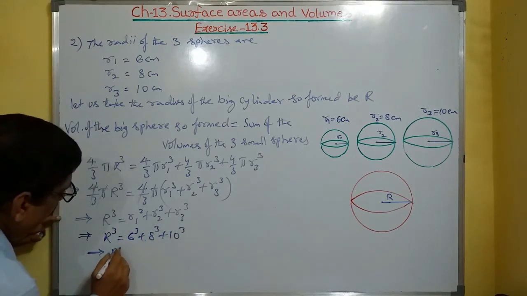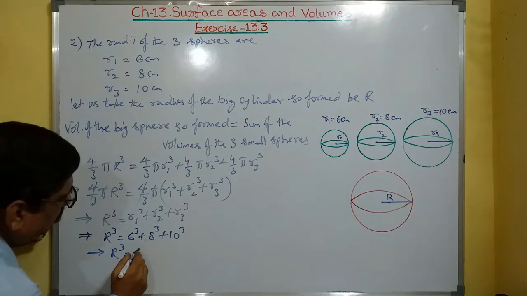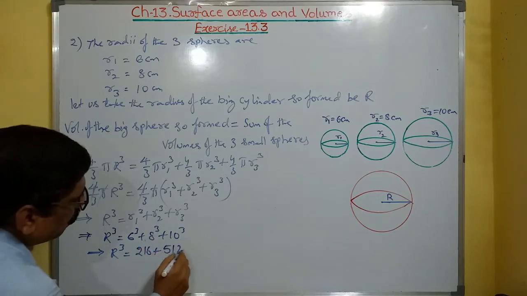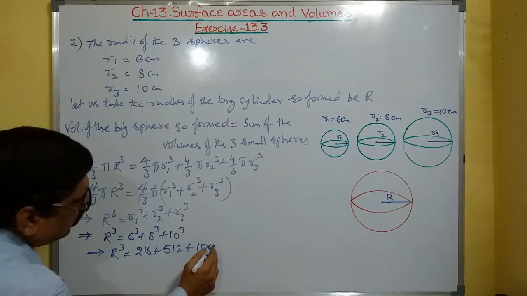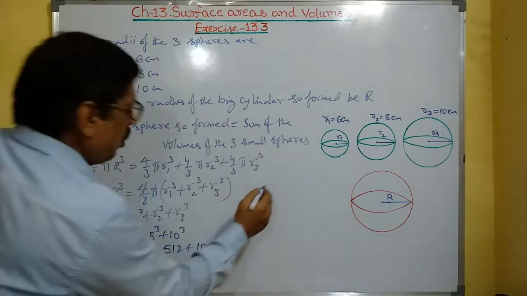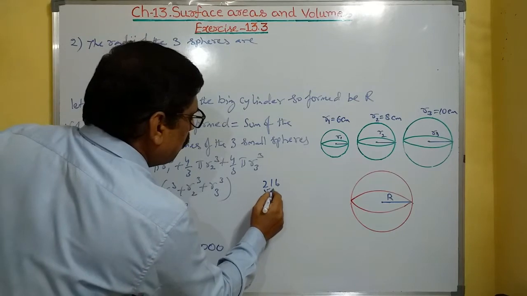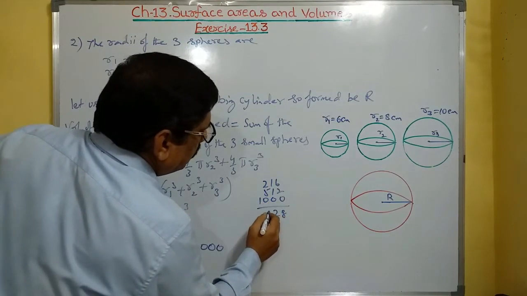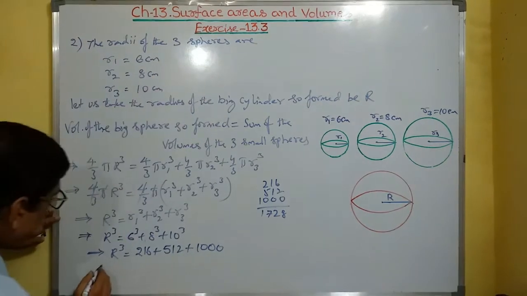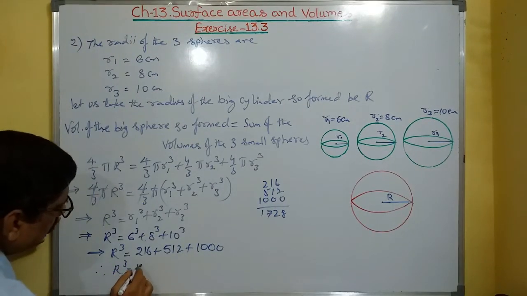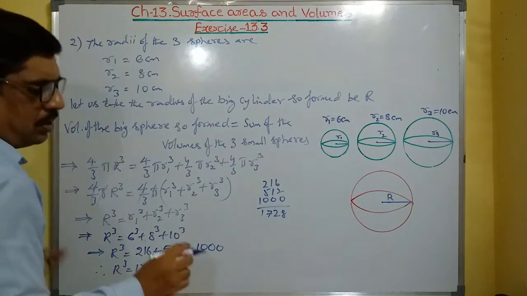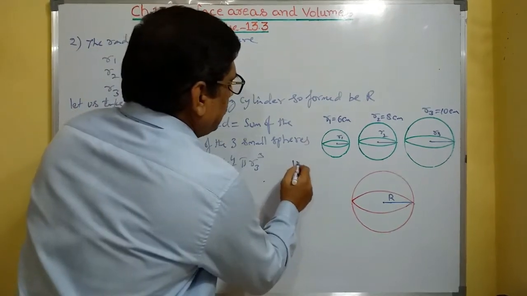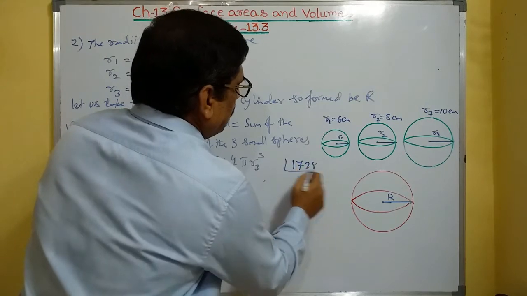This implies R cube is equal to 6 cube, 6 into 6 into 6, 216, 8 into 8 into 8, 512, 10 cube, 10 into 10 into 10, 1000. If you add all these, 216, 512 and 1000, you get 1728. Therefore, R cube is equal to 1728. Now let us find the cube root of 1728 by taking the prime factorization.